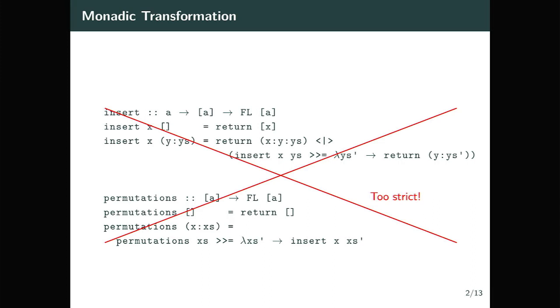This kind of embedding is too strict. If you consider this generation of permutations, we always have to generate all permutations because of this bind operator before we are even able to return a single result. So if we are only interested in, for example, one permutation, we still have to generate all of them, and it's generally not very efficient. And of course, we want to be efficient.